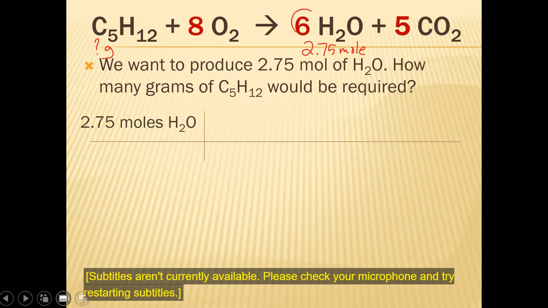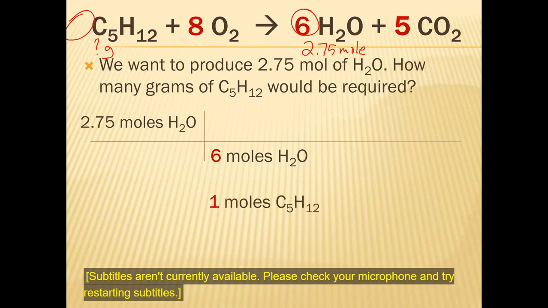I look at the numbers in front. I'm already in moles, so I can use the numbers to go from moles of one thing to moles of something new, right? So what goes on the bottom? 6, because I want to get rid of the water, right? So the 6 moles of water goes on the bottom. What goes on the top? What you're going to, which is 1 mole of the C5H12, which is pentane. That way, moles of water cancel out.